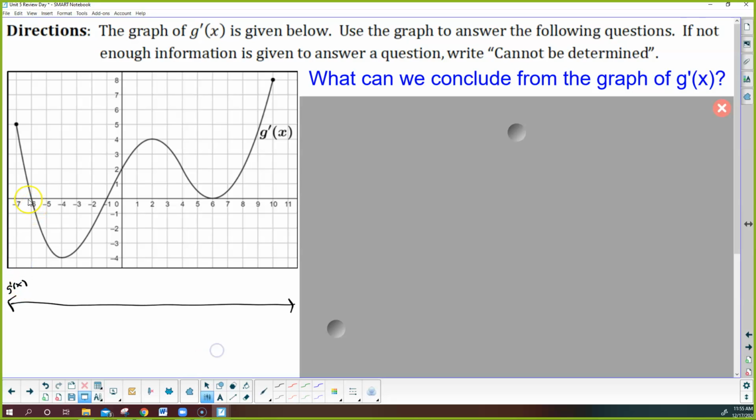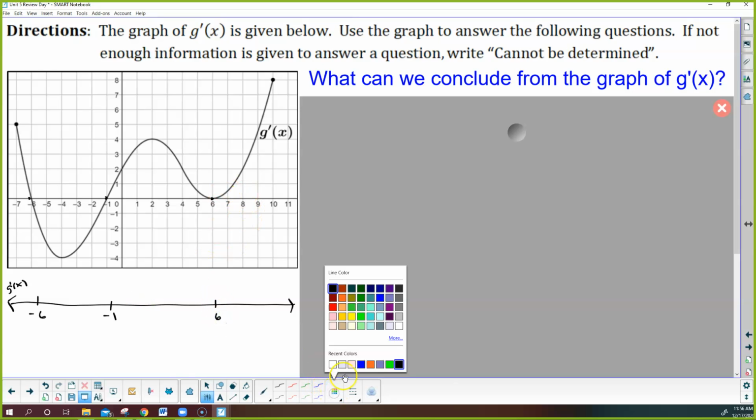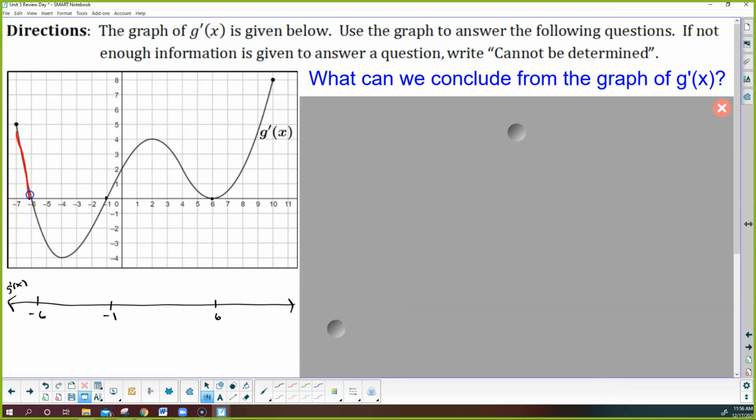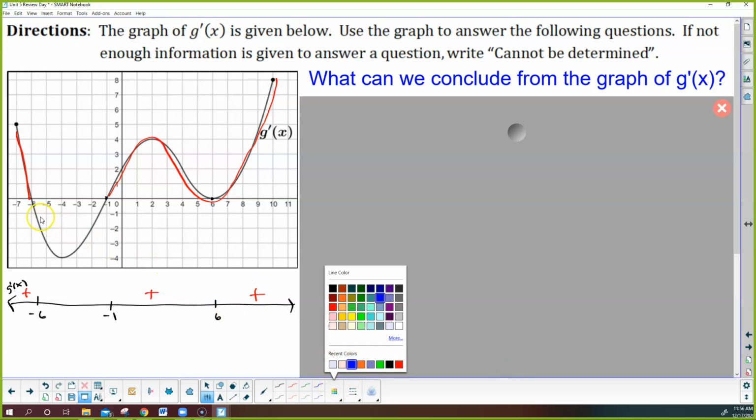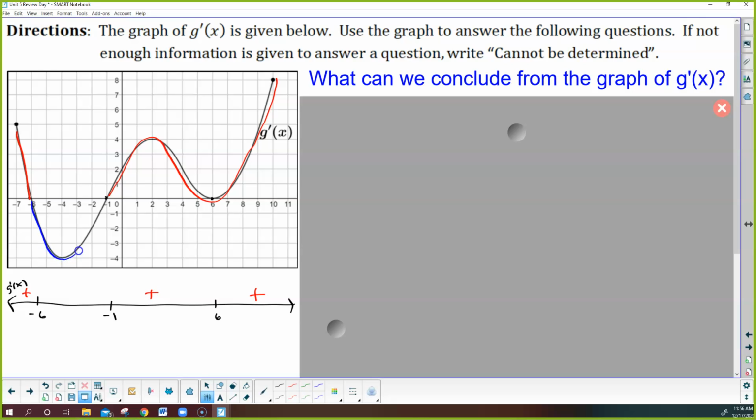But look at the zeros, right? We have 3 zeros at -6, -1, and 6. And then to find the sign values of the derivative, we're just looking for anything above the x-axis here, which is officially positive. So I've got positive slopes to the right of 6, and that means the values in between, the ones that are below the x-axis, that's when the derivative is negative.